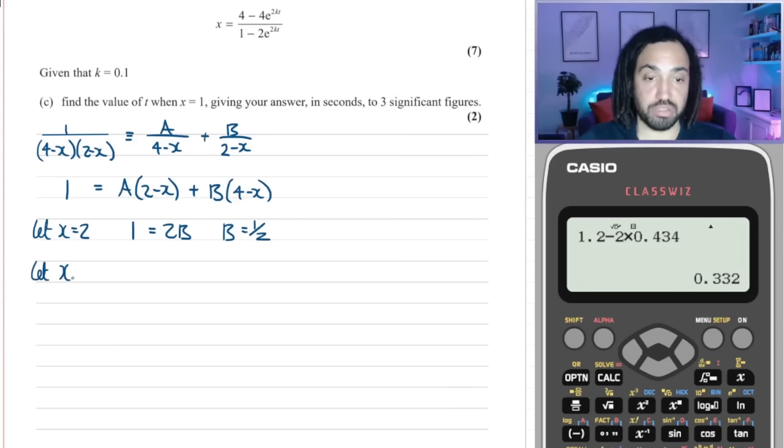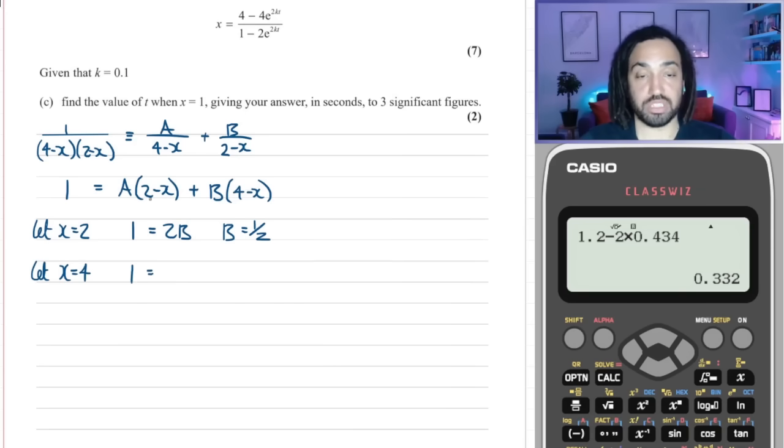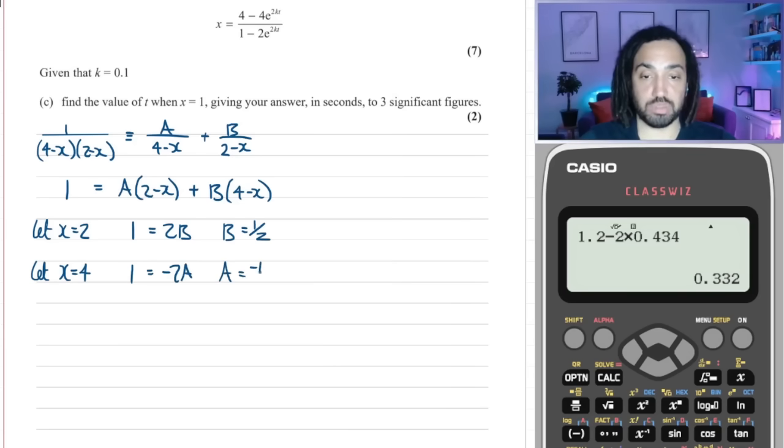And then by the same process we're going to let x equal 4 because that's going to cancel out this bracket. There's going to be a 1 on the left, sub 4 in here, we're going to get a minus 2, so that's minus 2a. So a is equal to minus 1/2.